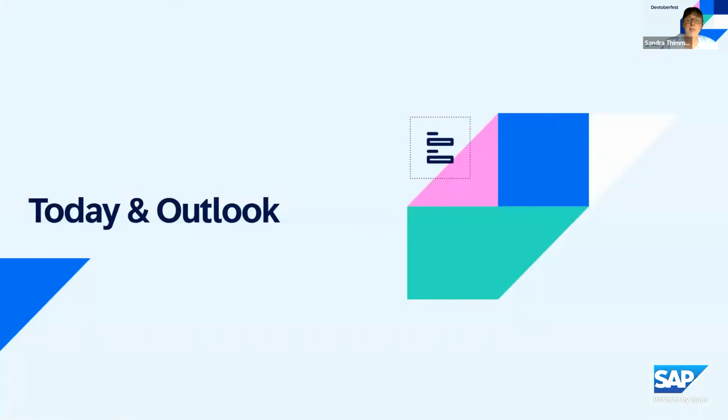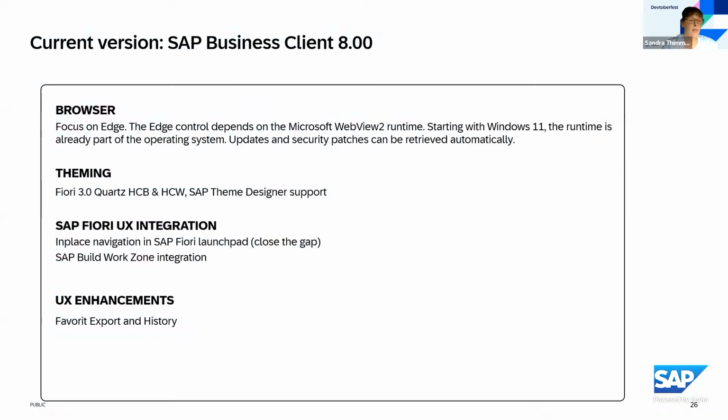So finally, a few words regarding the versions and the timeline. As mentioned, the current version is 8.0. The focus here has been on Edge. The Edge control depends on the Microsoft WebView2 runtime, starting with Windows 11. The runtime is already part of the operating system, so you don't have to patch or update the business client yourself. The security patches are coming automatically via the operating system. The default theme has been Quartz. The theme designer is supported.